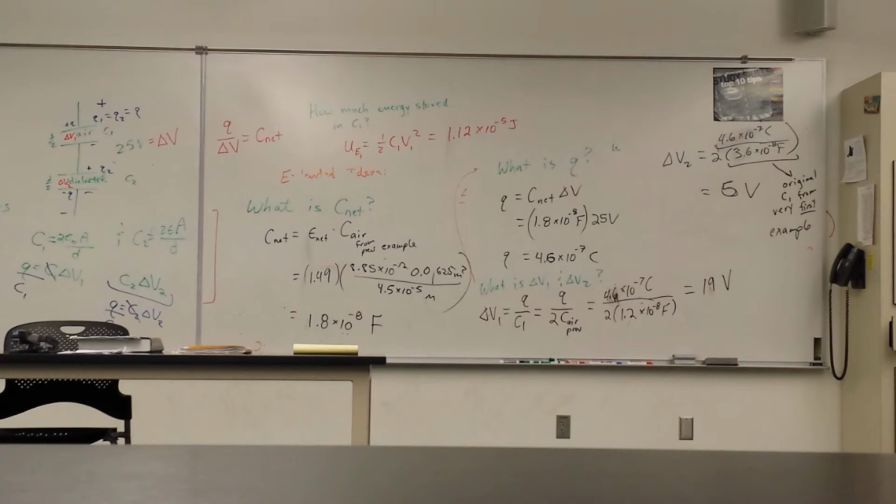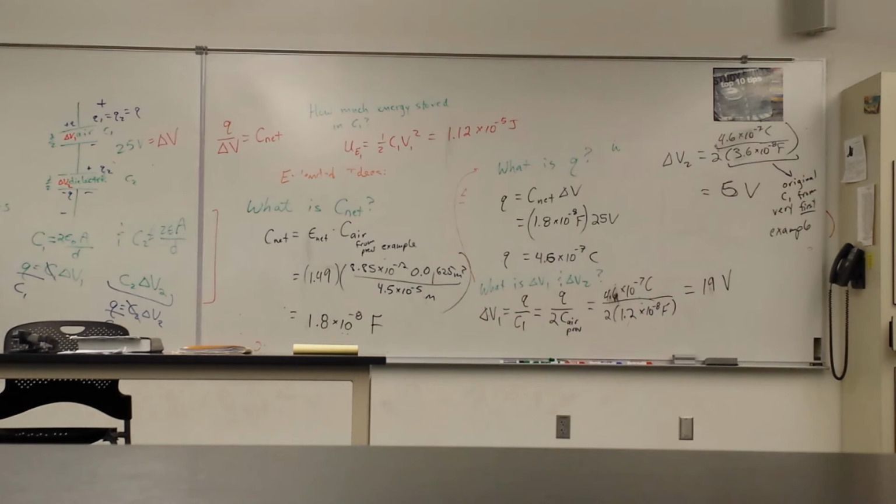When you have sandwiched or series capacitors, you have the same charge across all of them. When you have parallel connected or side-by-side capacitors, then you have the same voltage across them and different Qs. So series, same Q. Parallel, different Q. And those are the keys to how we approach the problem.